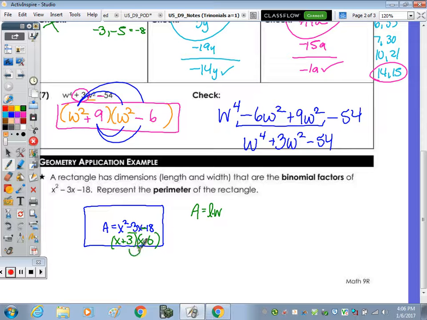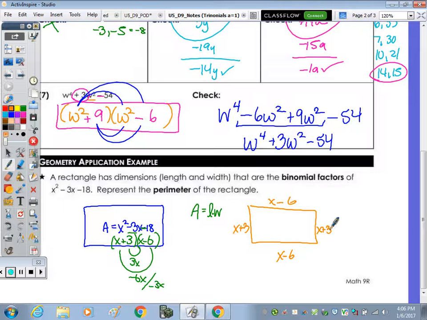And just to check, little smile, 3x. Big smile, negative 6x, which does combine to a negative 3x. Good. So now the dimensions of the rectangle are x plus 3 and x minus 6. And then x plus 3, x minus 6.